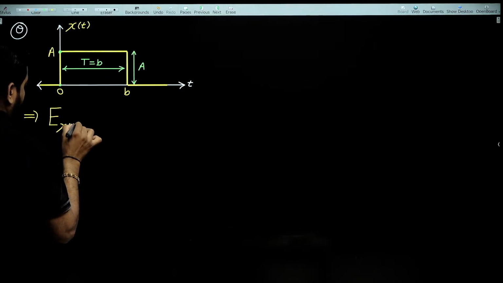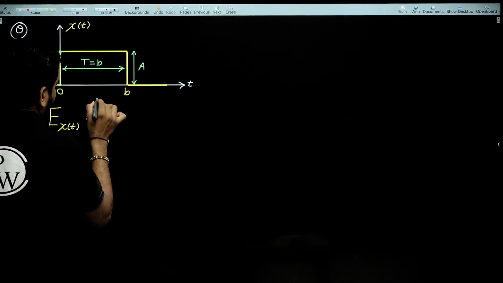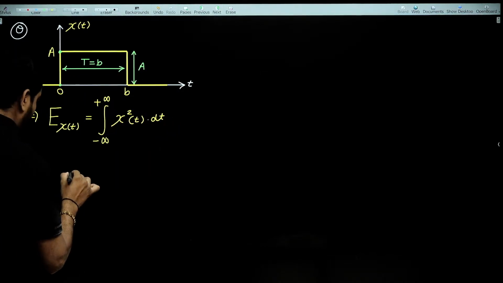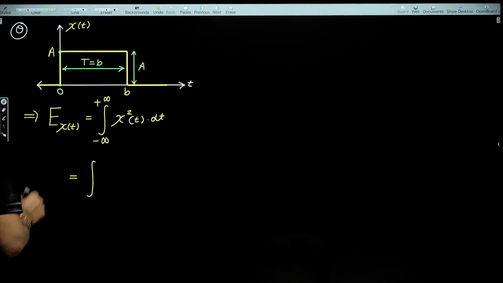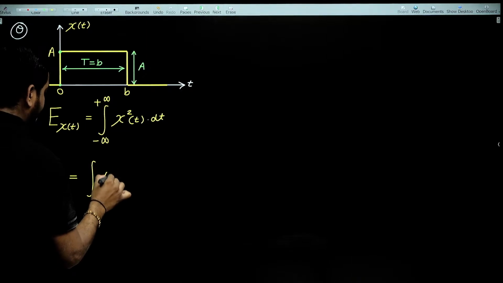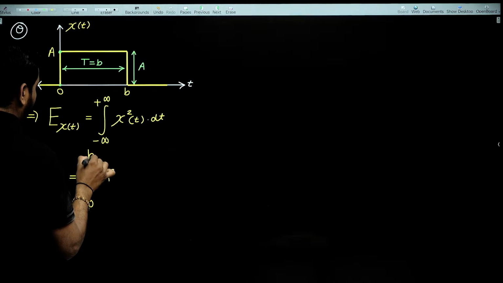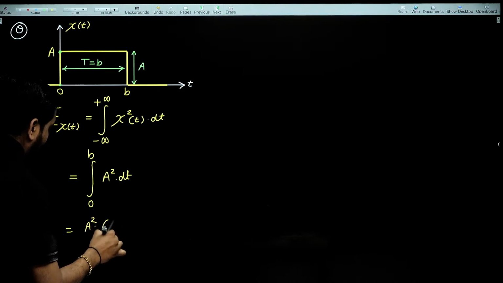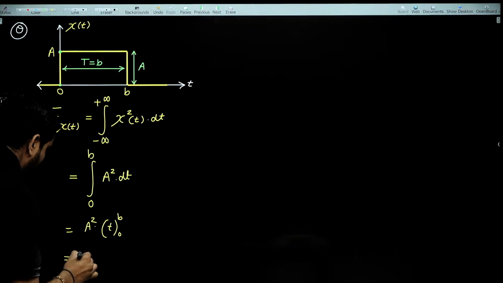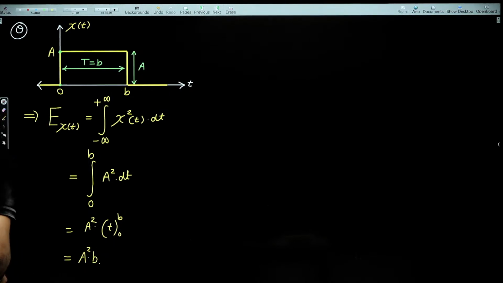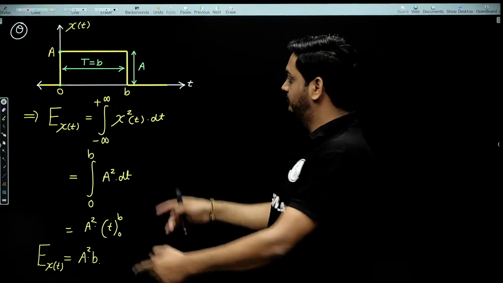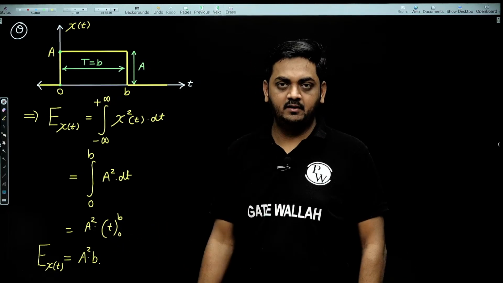Energy Ex is given by the integration from minus infinite to plus infinite of x square of t dt, for a real valued signal. So x of t is nothing but A between 0 and B. So x square of t is A square, and the limit changes to 0 to B, guys. So it will be A square t from 0 to B. So the answer is A square into B, guys. This is the energy of a rectangle function having width B and amplitude A. A square into B.